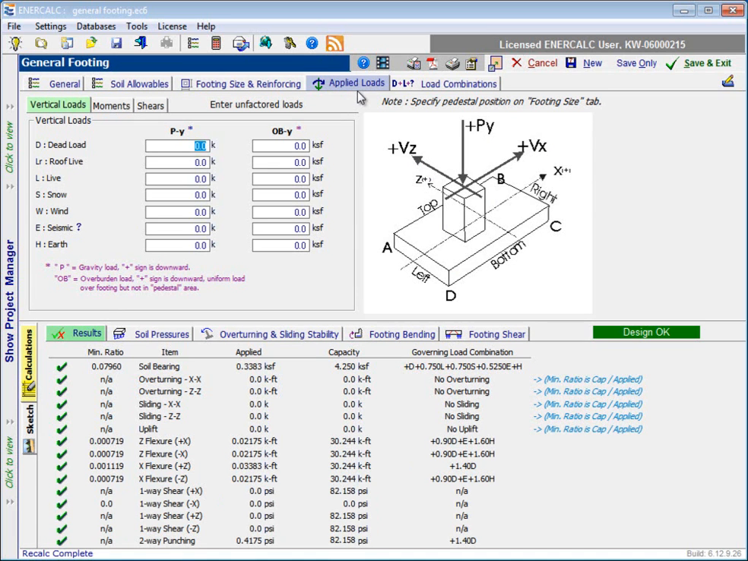The Applied Loads tab is the tab that we'll use to assign all of our applied loads to the footing that we're currently studying. Let's just take a quick spin around and get familiar with the different options that are available on this tab, and then we'll key in some numerical values. First, notice that there are three sub-tabs. One is for vertical loads, one is for moments, and the other is for shears.